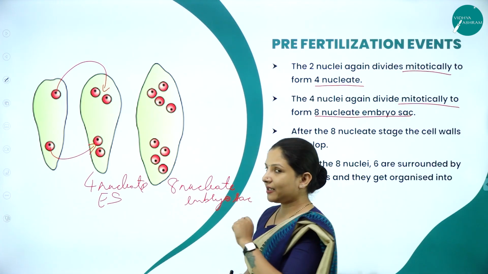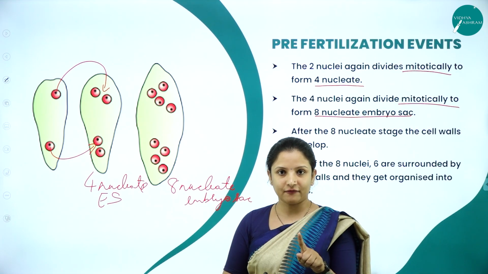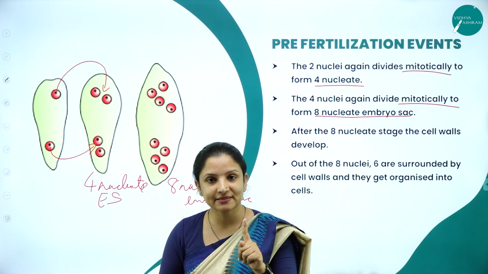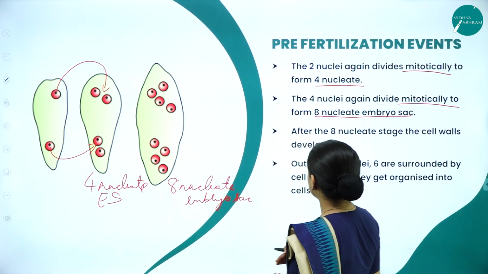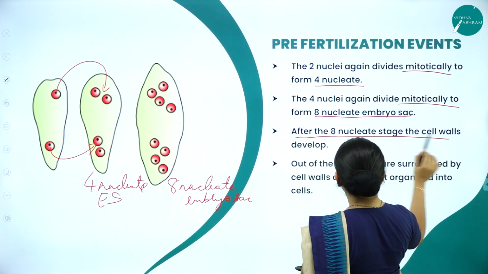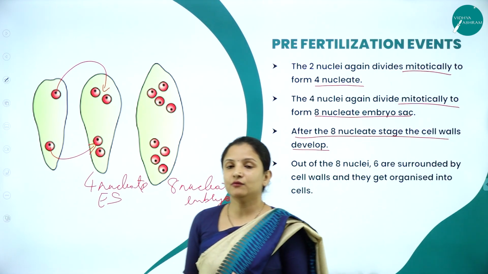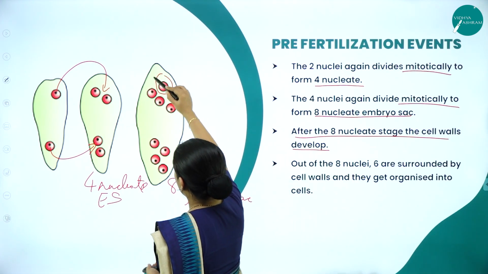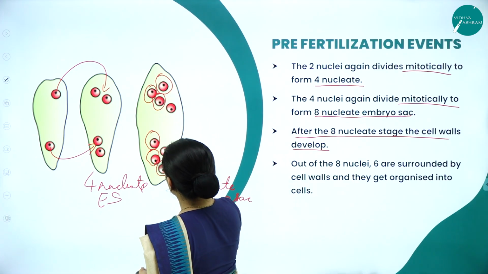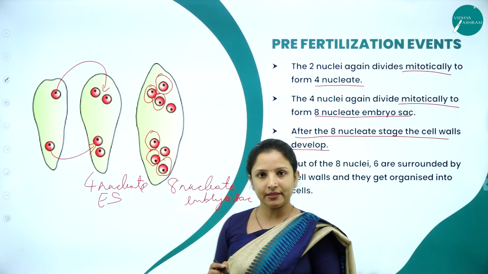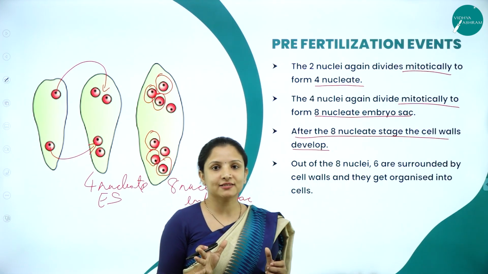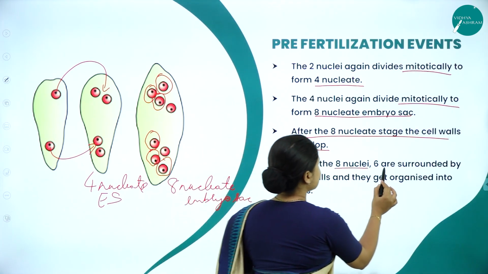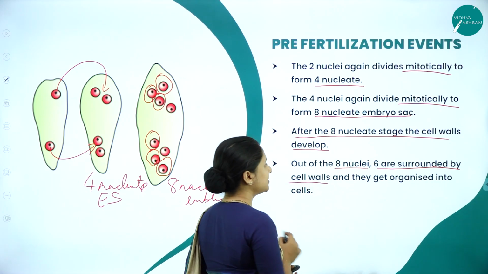But here exactly only seven cells will get formed. We had studied in the previous session, the embryo sac is eight-nucleate but still it is seven-celled. Why is it like that? It is because after the eight-nucleate stage the cell walls will develop. Will the cell wall develop around all the nuclei? No. Only around six nuclei will the cell wall get formed. Now how many cells got formed? Six cells get formed.